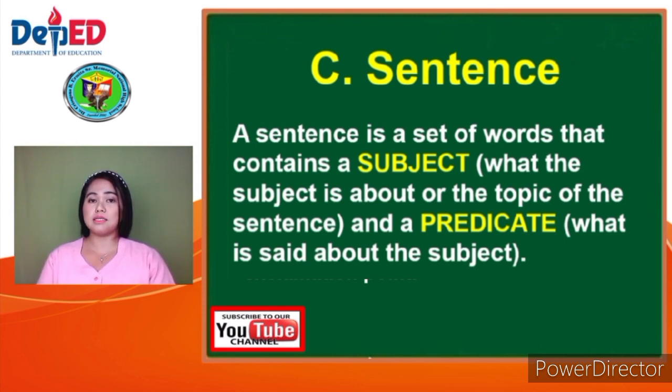A sentence is a set of words that contains a subject, what the subject is about or the topic of the sentence, and a predicate, what is said about the subject. As such, a sentence contains a subject and a predicate. It expresses a complete thought and begins with a capital letter and ends with a full stop, a period, a question mark, or exclamation point.